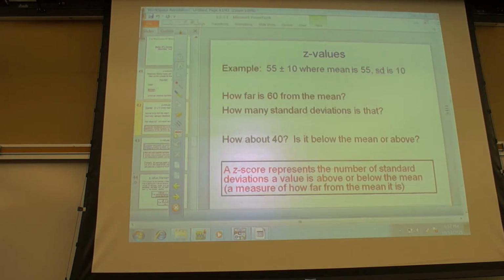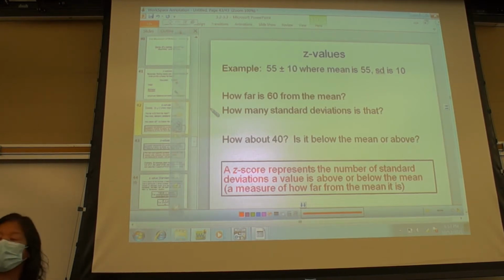Okay, a z-value. So here's an example. 55 plus or minus 10. So that kind of means the mean is 55. My standard deviation is 10, because it's kind of give or take 10, right? So what's my mean? 55, great. How far is 60 from my mean? Half a standard deviation. But how far, like straight up? 5. Okay, it's 5 from the mean. How many standard deviations is that? Half. Why? Because if I take 5 and divide by whatever one standard deviation is, I get 0.5.